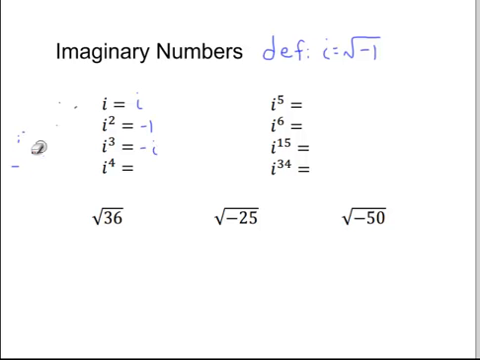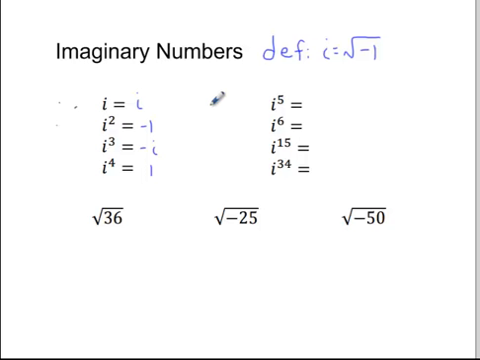i to the 4th is another important one. There's a couple of ways to do it, but I like i squared times i squared, which is -1 times -1, which is a negative times a negative, which is a positive. So we have i, -1, -i, and 1. Now that is the complete pattern, and I'm going to show you that it starts over.